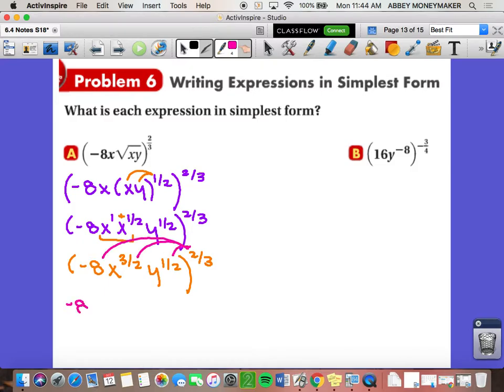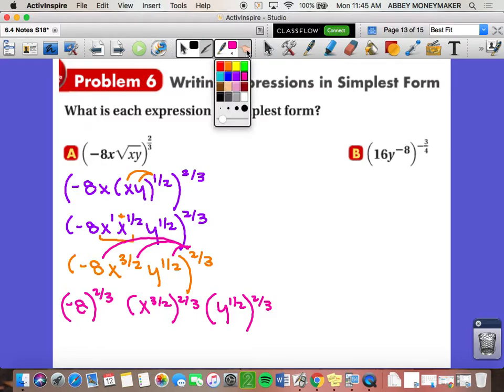So we're going to say negative 8 gets the 2/3 power, x to the 3/2 gets the 2/3 power, and y to the 1/2 gets the 2/3 power. So let's clean this up a little bit. We would have the cube root of negative 8, and then we're going to square that. That would give me negative 2 squared, which gives me positive 4.